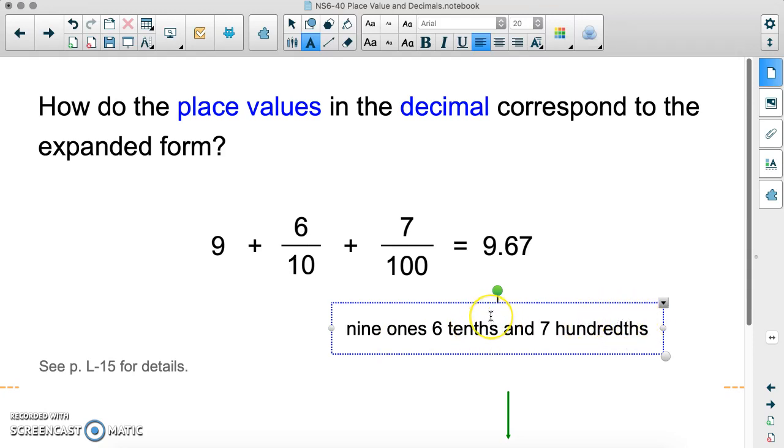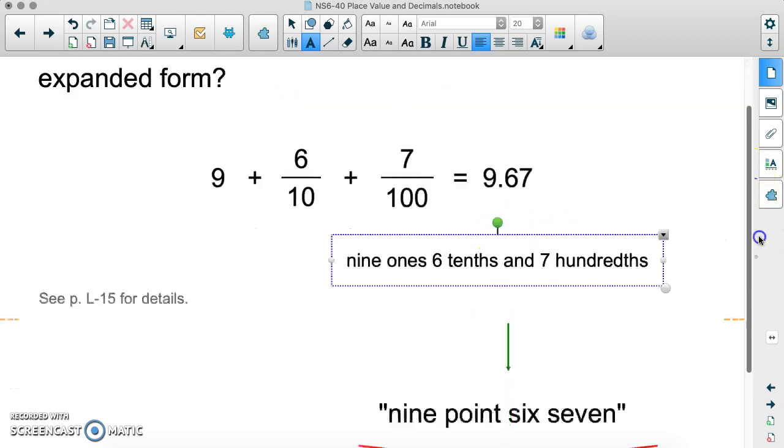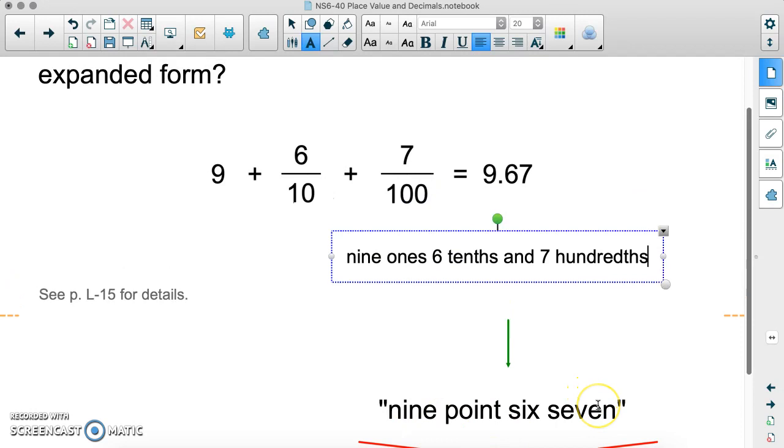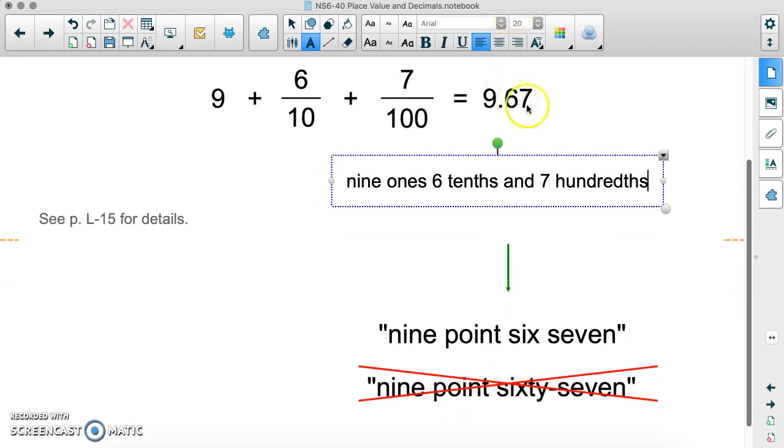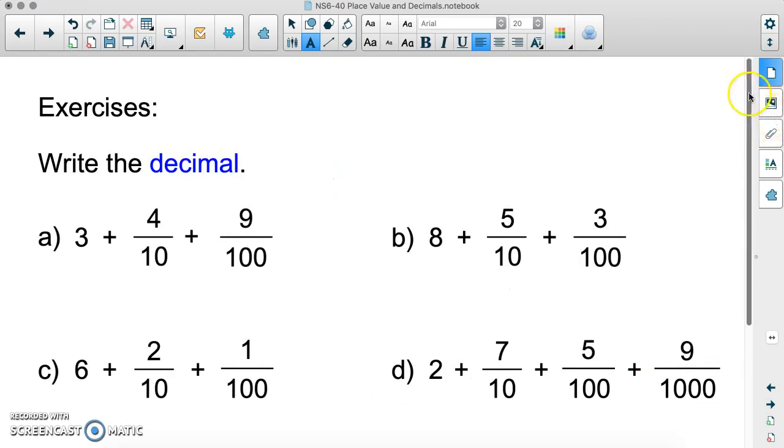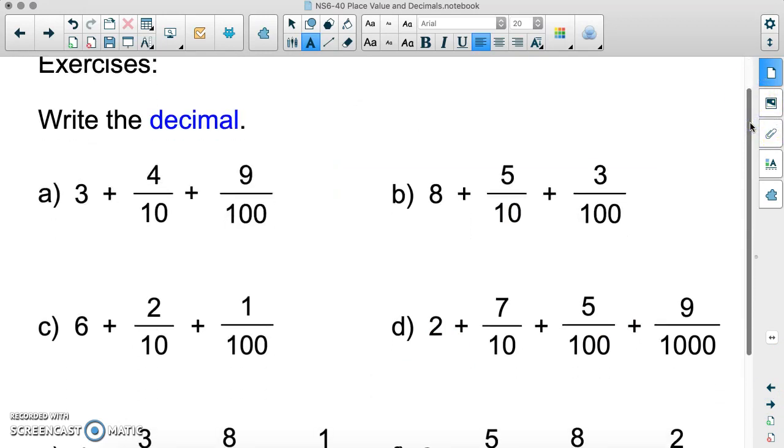We can also say this out loud as 9.67, or we can also say it out loud as 9.67. What we cannot say, which is incorrect, is 9.67 as 67. This is 6/10ths and 7/100ths. So when you're saying it out loud, you cannot say it that way. That is incorrect. Now here are some examples for you to complete on your whiteboard.